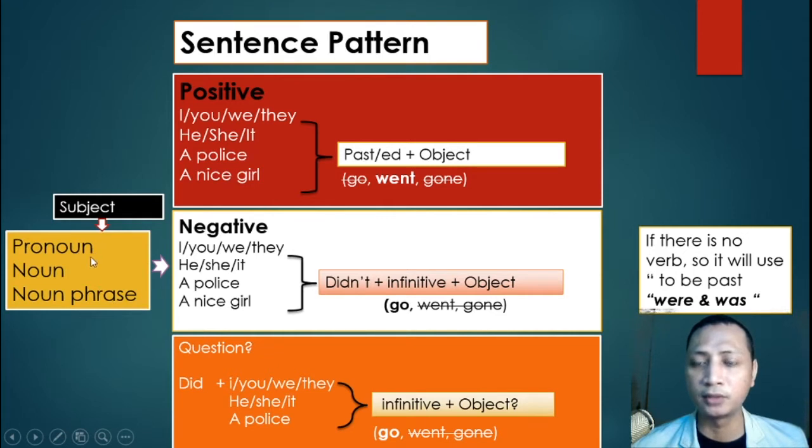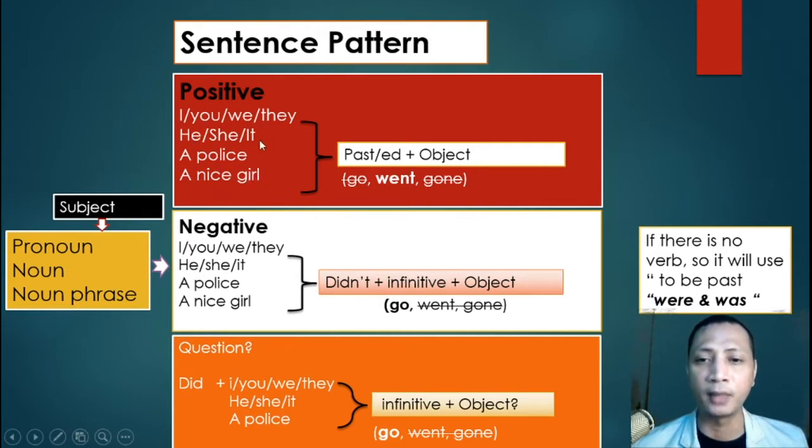They are pronouns, nouns, and noun phrases. Which one is a pronoun? The pronouns in English are I, you, we, they, he, she, it. That's what we call subject pronouns. And which one is a noun? Nouns look like police, man, books, chairs, bags, etc. A noun can be a subject in English. And then a noun phrase. Which one is a noun phrase? I'd like to give an example here. Noun phrases are a nice girl, a police. This we call a noun phrase as a subject.